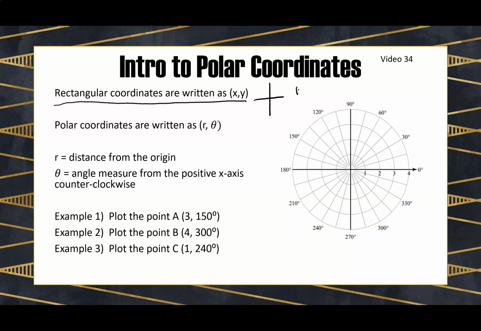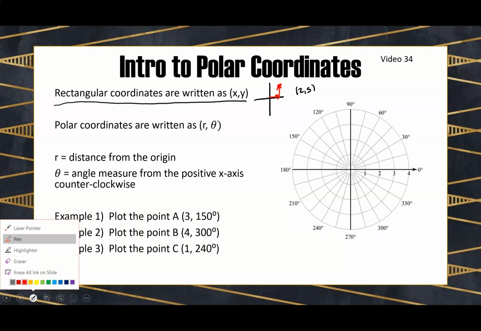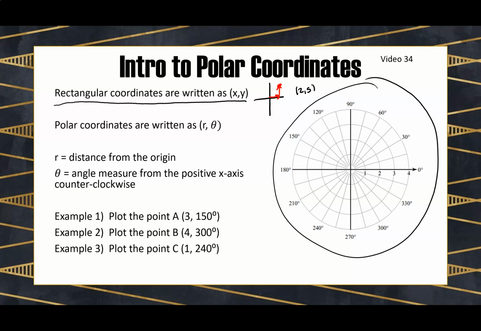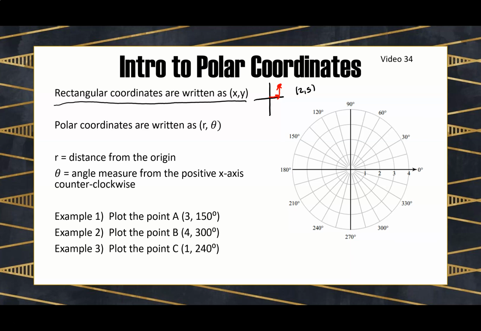If it's the coordinate 2, 5, we would go right 2, and then we would go up 5, and this would be our point right here. Of course we know that. But now I'm going to change everything that you know about graphing, and I'm going to say that we can graph on a different type of graph, right? We can graph on a polar coordinate plane as opposed to a rectangular coordinate plane.